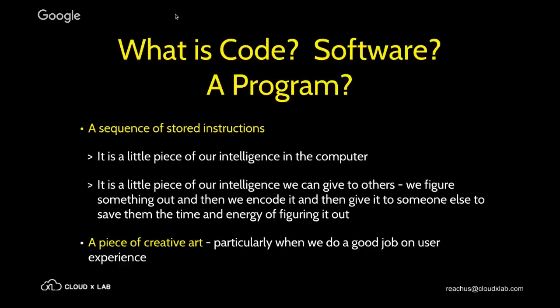And what is code? Software or a program? Software is basically built of code. A program is again a sequence of instructions. Sometimes we call it code, sometimes software, sometimes a program. At the end of the day, all of it is nothing but a sequence of stored instructions. It's a little piece of our intelligence in the computers, a reflection of our intelligence. It is a little piece of our intelligence we can give to others. So we build a recipe or a program and we give it to others. And it's a piece of creative art.